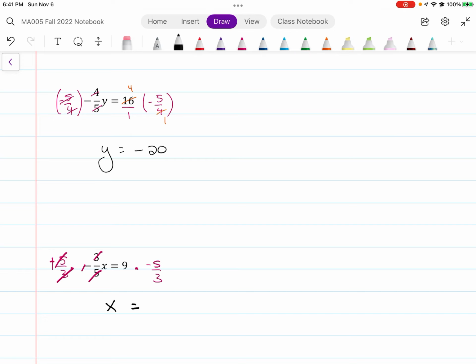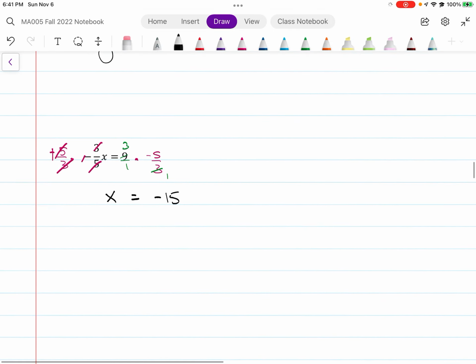Negative 5/3 times 9, just use your calculator if you want to, and you're going to get negative 15. But just as a reminder, 9/1 times negative 5/3. The 9 has a 3 in it, there's 3 of them, and the 3 has one 3 in it. So 3 times negative 5, and we get x is negative 15.